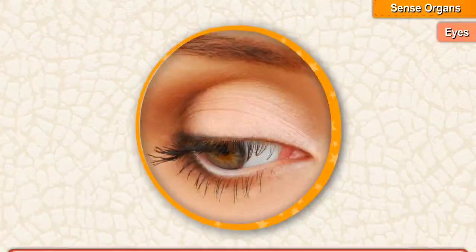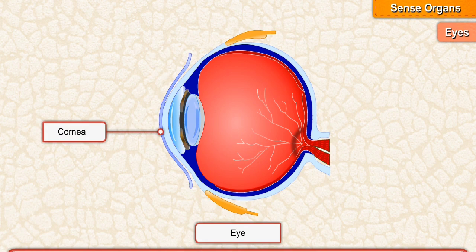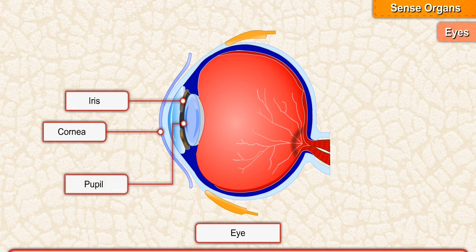It is further protected by eyelids and eyelashes. Eyelids and eyelashes protect the eyes from the dust. In the front of the eye, there is a circular and transparent part called the cornea. The colored part of the eye is the iris. An opening of the iris called the pupil allows the light to enter the lens. Ciliary muscles hold and control the shape of the lens.